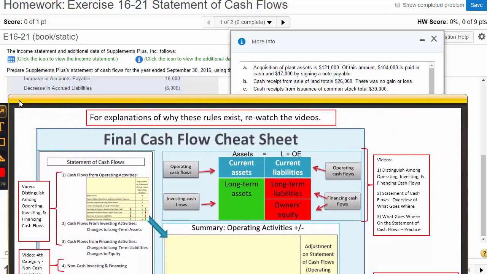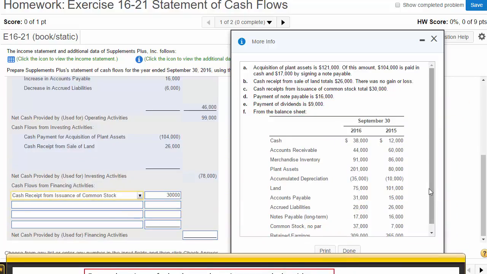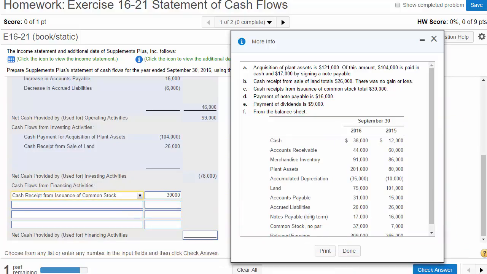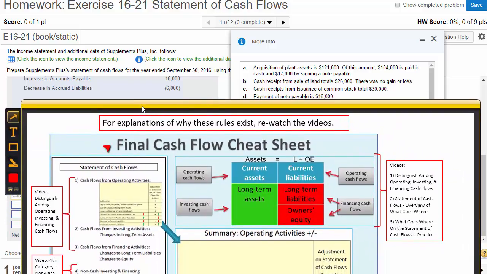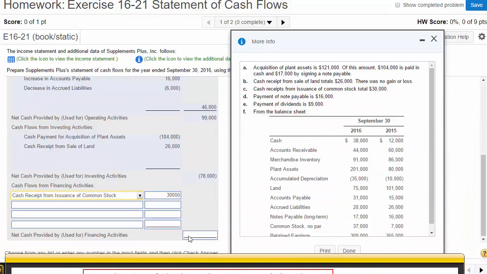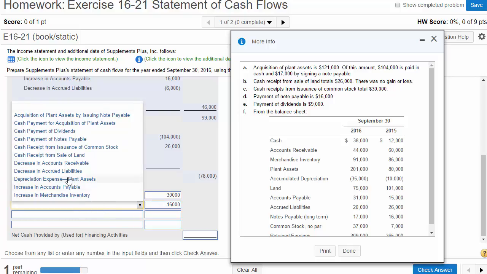Okay. And then going down our list, we've got payment of a notes payable. Note payable is usually a long-term liability, and notice it does tell us down here that in this case, it is for sure a long-term note payable. So since we paid cash, that's going to be a minus $16,000. Cash payment of notes payable.